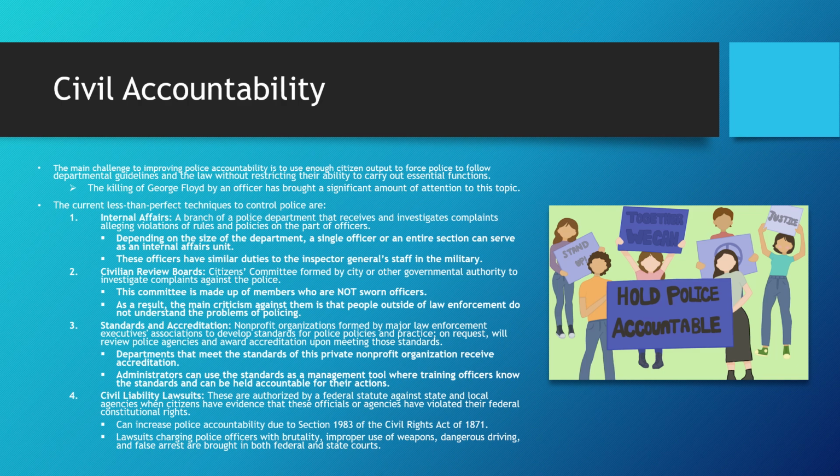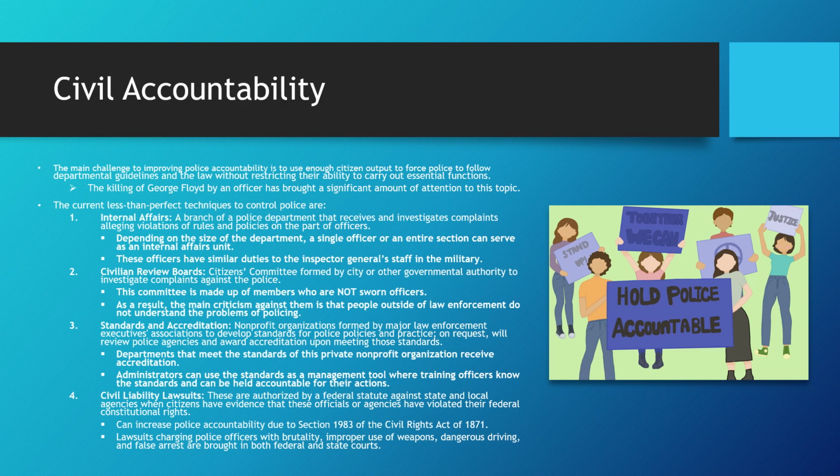The second technique is civilian review boards. This is a citizens' committee formed by city or other government authority to investigate complaints against the police. This committee is made up of members who are not sworn officers, and as a result, the main criticism against them is that people outside of law enforcement do not understand the problems of policing. It's important to note that these members are appointed by mayors and other officials who have generally not been harsh on the police. They rarely stand up to the police chief since it is the police chief's group. Therefore, many reformers argue that the members of civilian review boards should be elected by voters instead, to strengthen the independence of the board's decision-making.